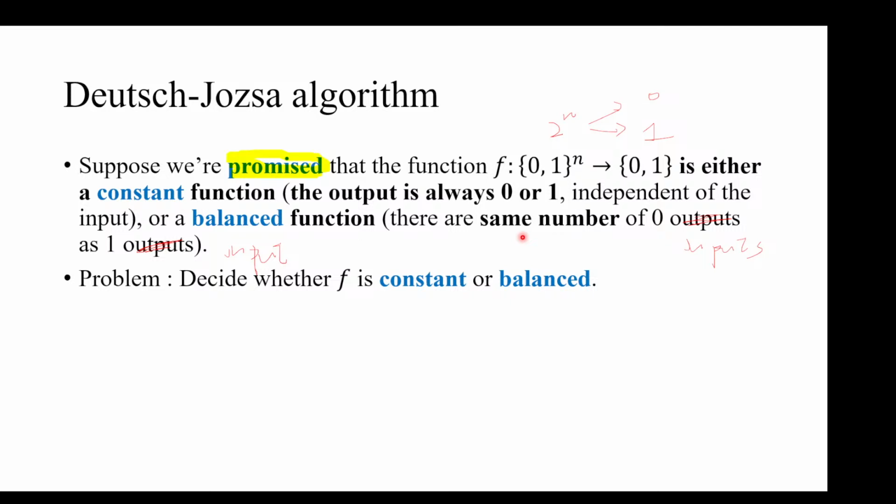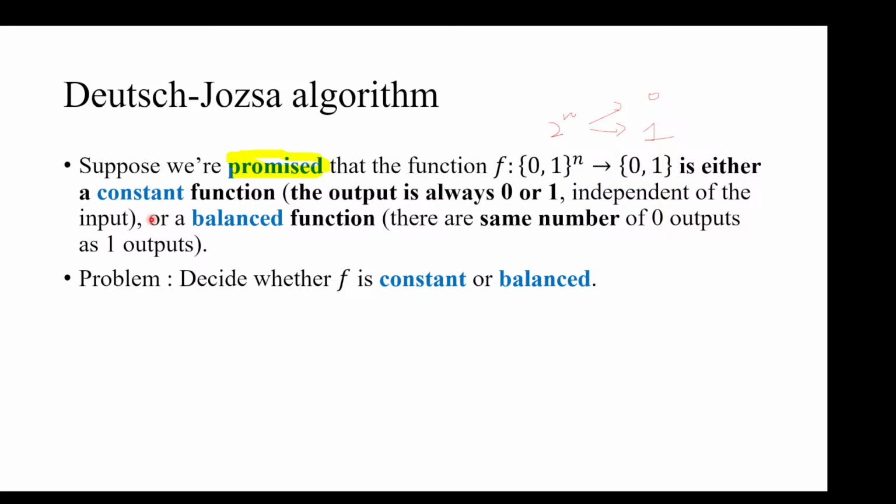Any questions so far? Do people understand the question? So we are going to take an unknown function. It's some n bit input to 1 bit output function, and it's promised that the output is always 0, or always 1, or half of the outputs are 0 and half of the outputs are 1. And then we want to decide whether it is a constant function or a balanced function.